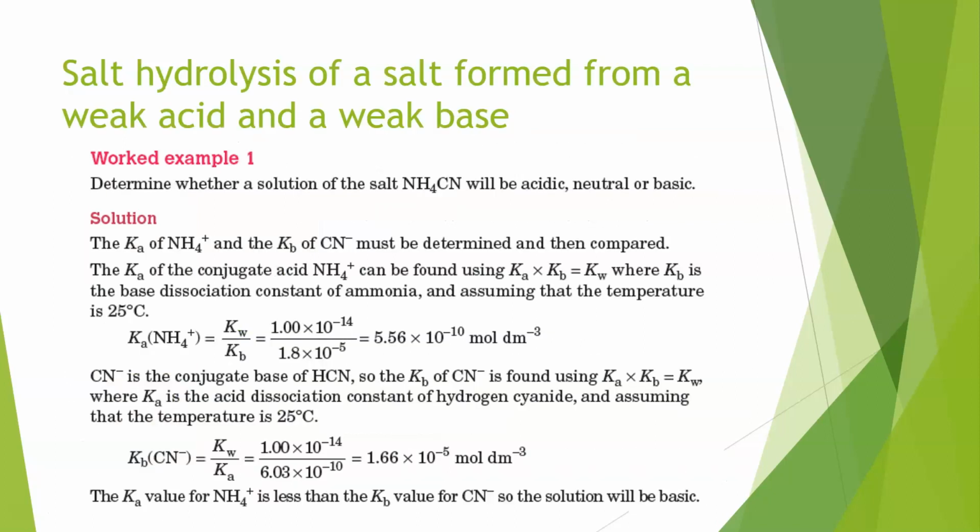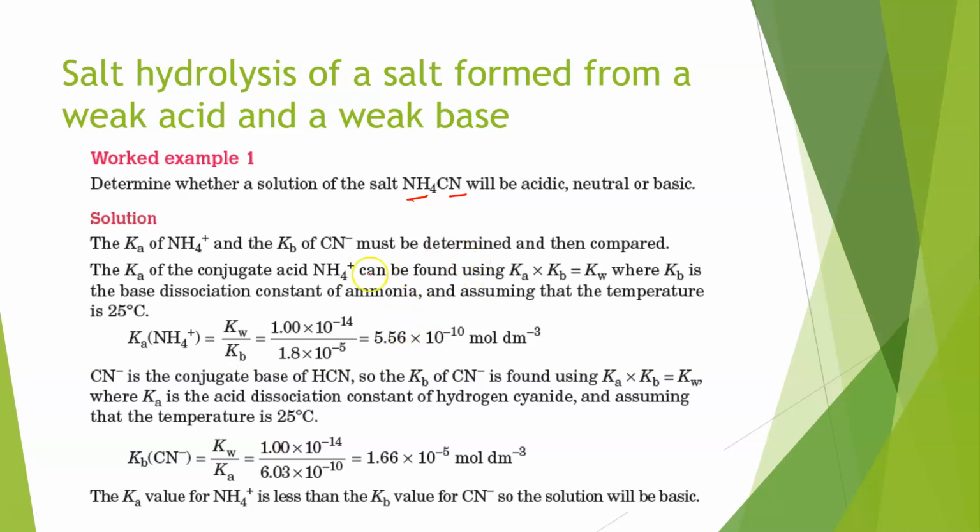So if we look at a worked example of what a question might look like, we're asked to determine whether the solution of the salt of NH4CN will be acidic, neutral, or basic. In this case, we have the ammonium ion and the cyanide anion. So we need to go to the data booklet to find the Ka of the ammonium ion and the Kb of the cyanide anion. So then we can compare them.